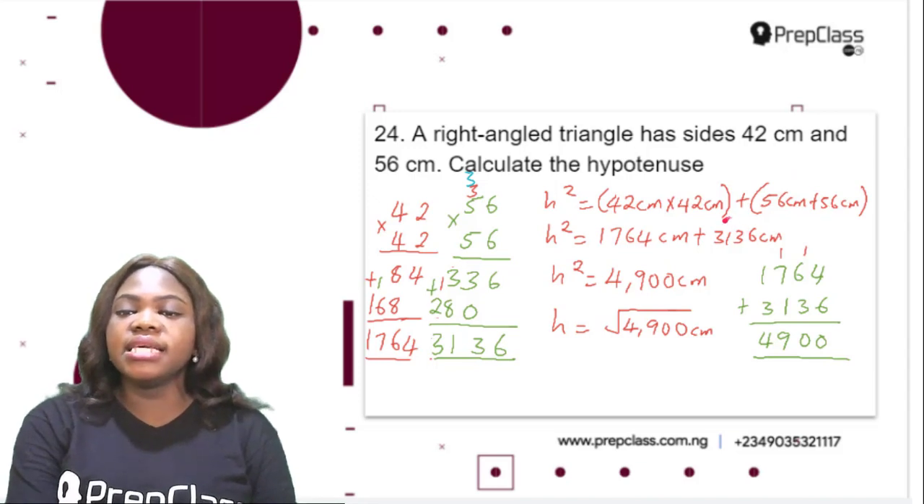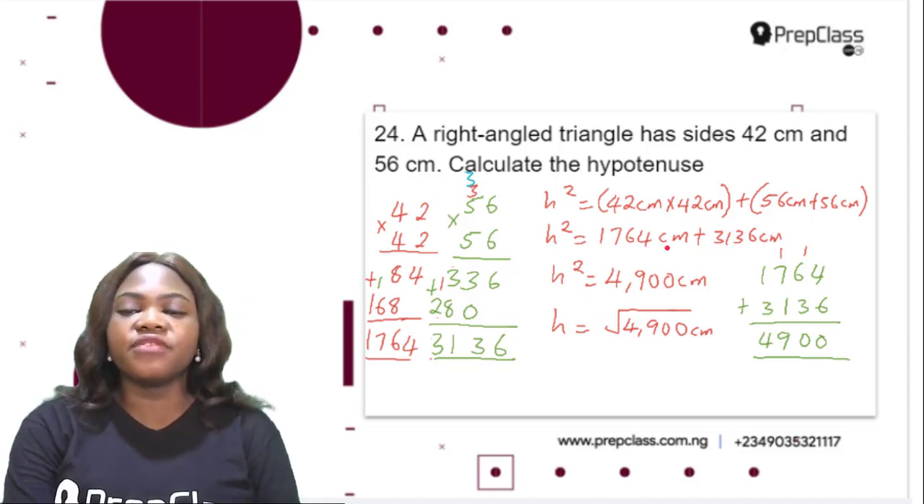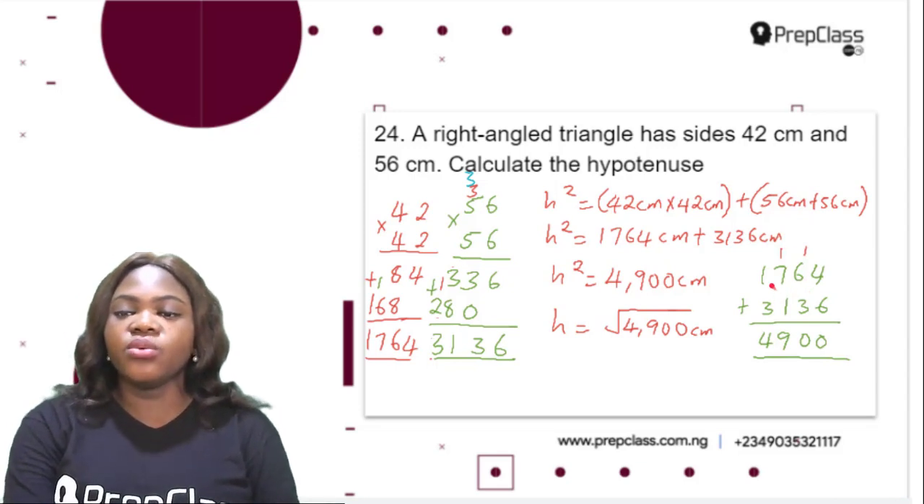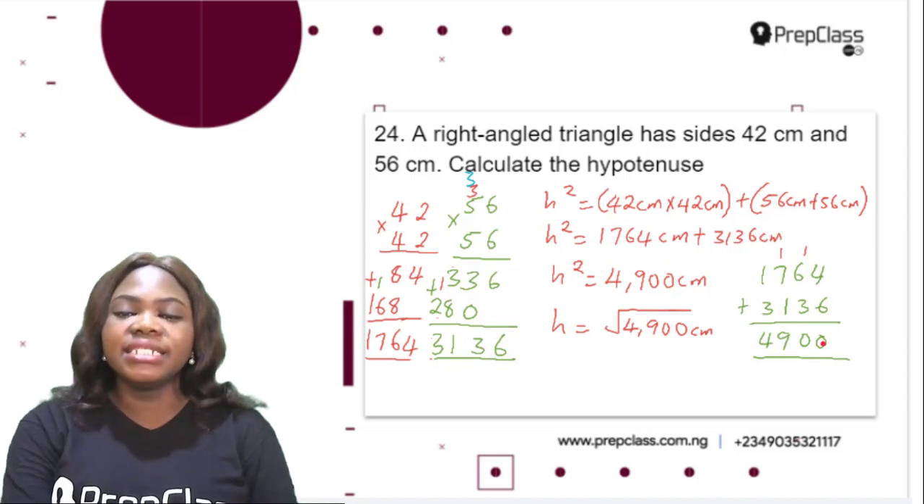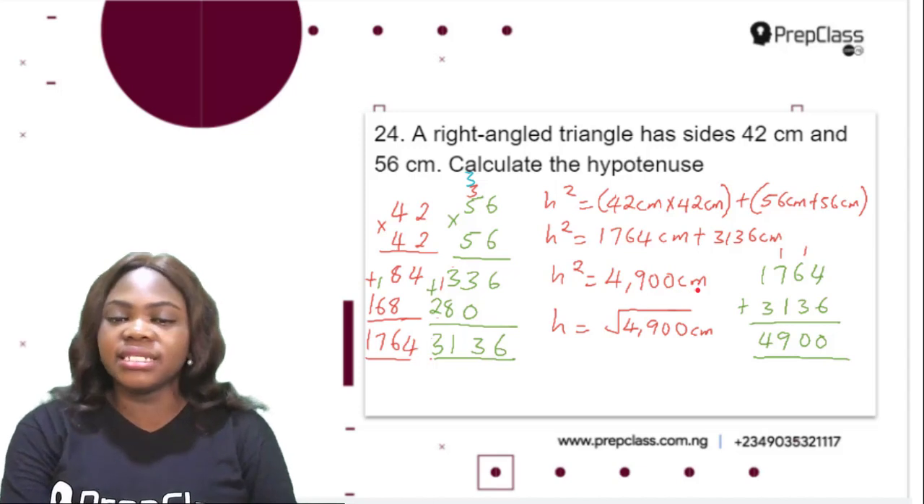Okay, so now we have 42 centimeter times 42 centimeter as 1,764 centimeter square plus 56 centimeter times 56 centimeter is 3,136 centimeter square. So now let's add 1,764 and 3,136 here. So we have 4 plus 6 is 10. Write 0. Carry 1. 1 plus 6 is 7. 7 plus 3 is 10. Write 0. Carry 1. 1 plus 7 is 8. 8 plus 1 is 9. So write 9. 1 plus 3 is 4. So we have 4,900. So h square is 4,900 centimeters square.